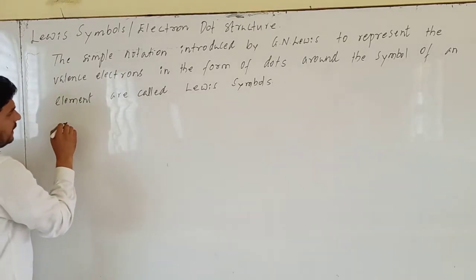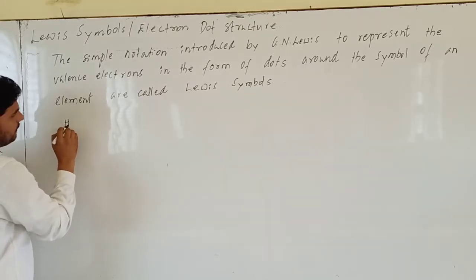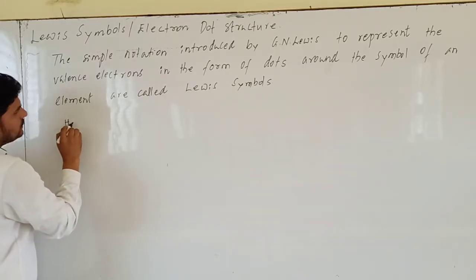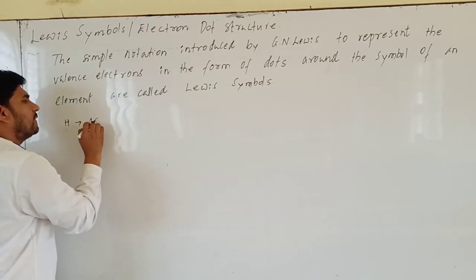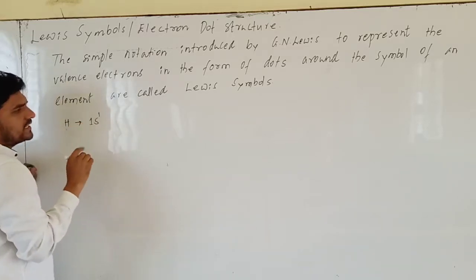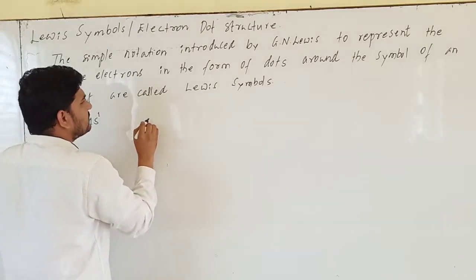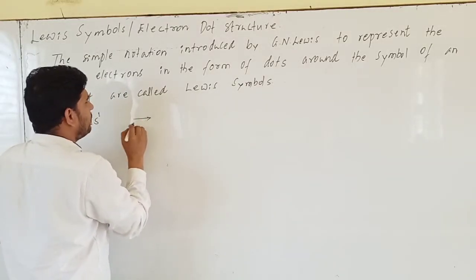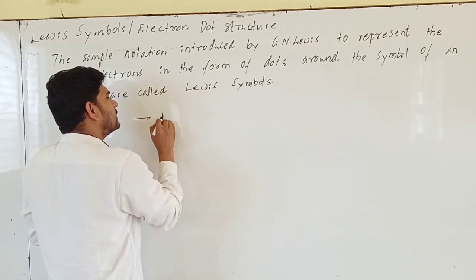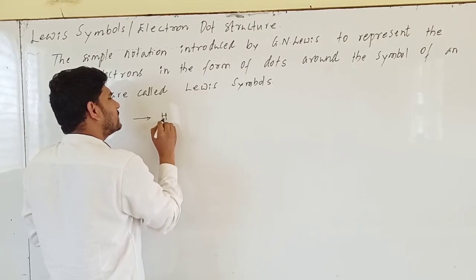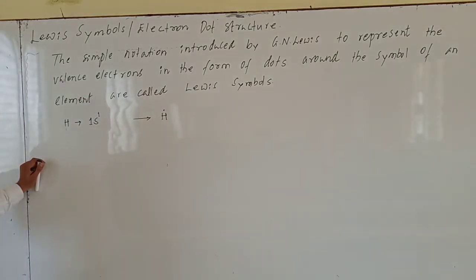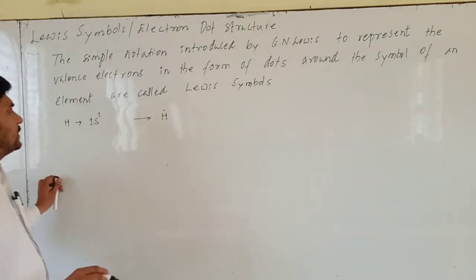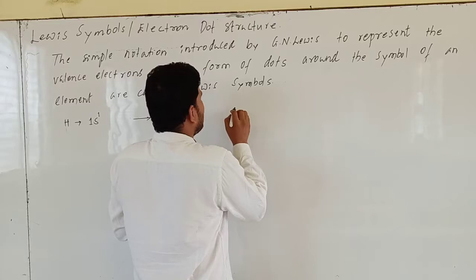If you take hydrogen, how many electrons does it contain? One electron, 1s1. What is the Lewis symbol for this? The Lewis symbol for hydrogen is H with a dot.